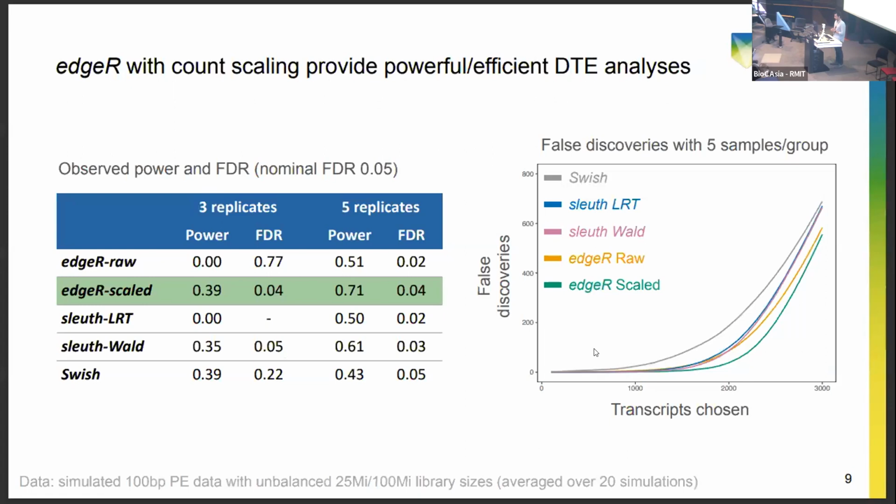Overall, what we saw was that by scaling down counts according to the mapping ambiguity over dispersion, edgeR provided the best power and the best false discovery rate control. And not only that, we saw that certain methods such as swish and even edgeR with raw counts, we had a hard time controlling the number of false discoveries with a low number of replicates per group. But by scaling down those counts by the mapping ambiguity, we really could control the false discovery rate and provide better power.